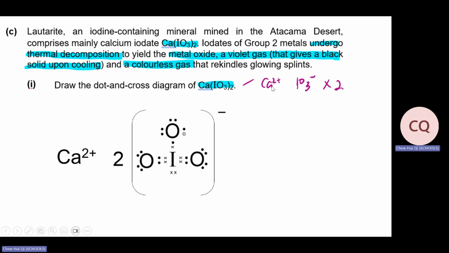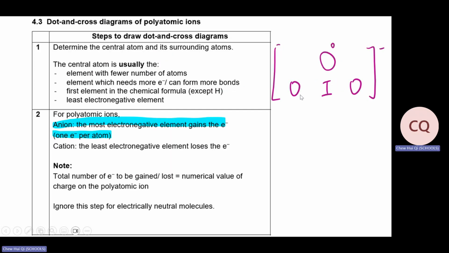So you know that calcium metal is going to lose the 2 valence electrons to the iodate. So let's do this step by step. These are all from your notes. How do you approach this? So first, consider which one is a central atom.